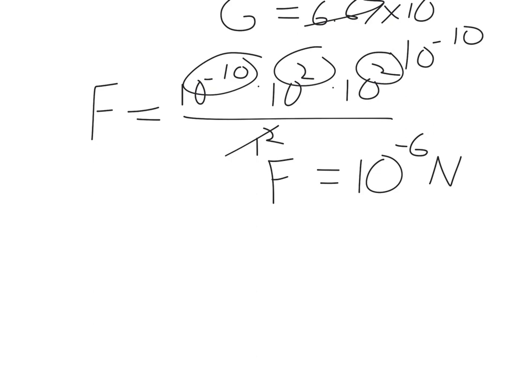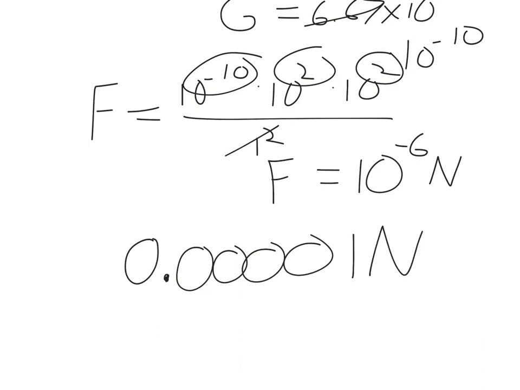Why don't you feel this force? Well, because that's what 10 to the minus 6 looks like. 1, it's a decimal, not a comma. 2, 3, 4, 5, 6 newtons. That's about how hard you pull on the person next to you.